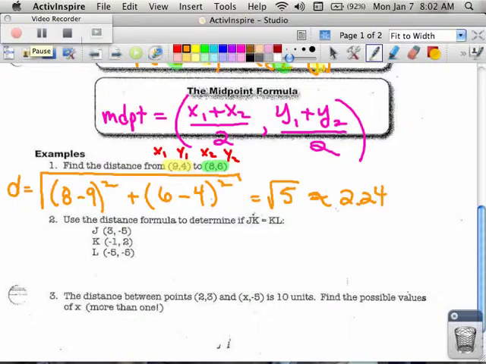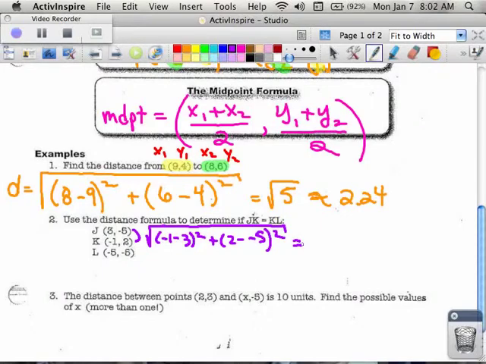Okay, number 2, let's say I'm looking at JK to see what that value is. So from J to K, if I pick my J to be the 1 stuff and my K to be the 2 stuff, then the distance will be the square root of, and I'll have the x2, which would have been negative 1, minus the x1, which would have been 3, squared, plus the y2, which is 2, minus the y1, which is negative 5, squared. Don't forget to square root all of that.